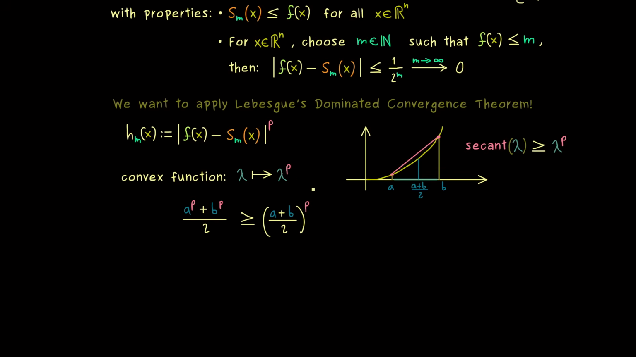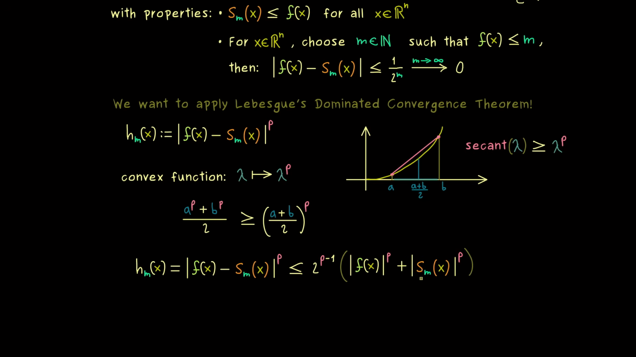So finally you can see why this is useful, because we can apply it to our values of the two functions. The point is, what we have with h_m of x is exactly the right hand side here. So we just have an estimate where 2 to the power p minus 1 comes in, and then on the one hand f of x to the power p, and on the other hand s_m of x to the power p. And this is really helpful because by assumption f to the power p is integrable. And indeed we can simplify the whole thing because s_m always lies below f. So we get a factor 2 which we can put to the front, and we have this nice inequality in the end.